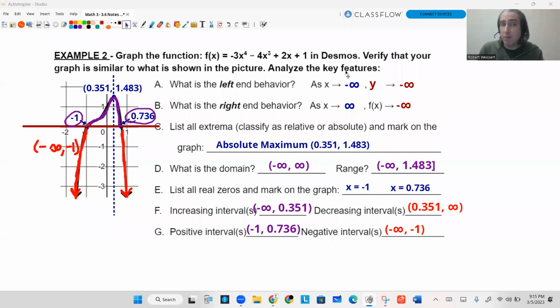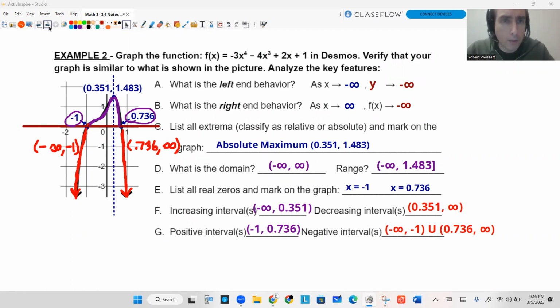Well, did you get the one on the left side right? Negative infinity to -1. That's the one on the left. Now the one on the right, how would we get that? What would that look like? And that's going from 0.736 to infinity. Again, that's a negative interval from x equals 0.736 all the way to the right. Those are below the x-axis for your intervals. Now we got all of our key features for this graph.